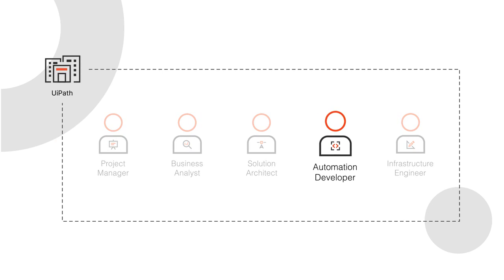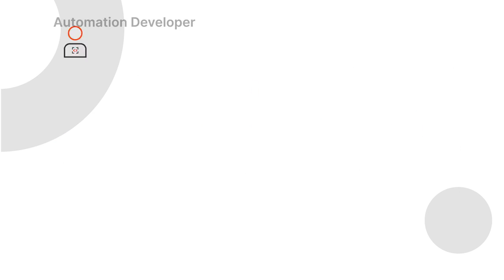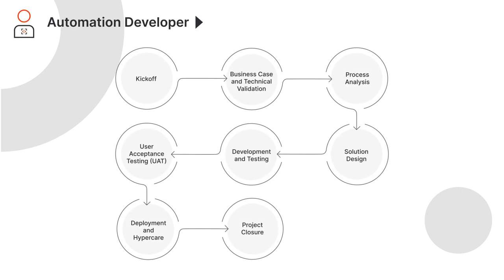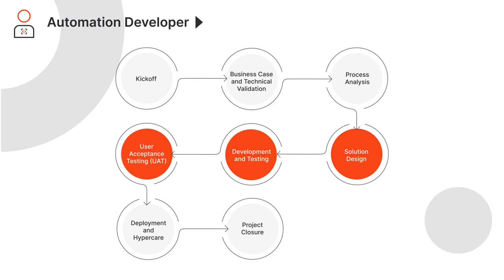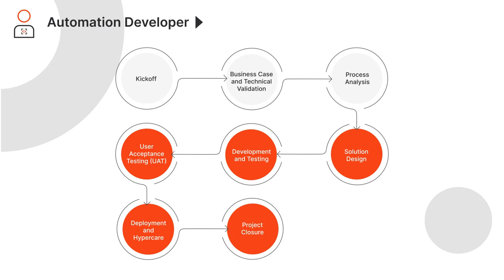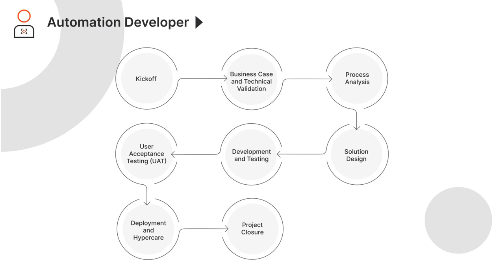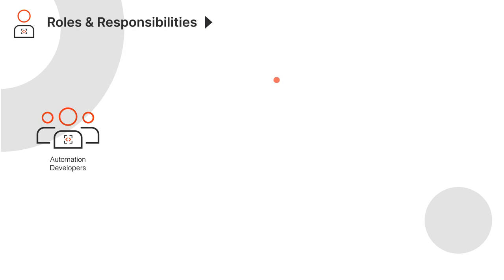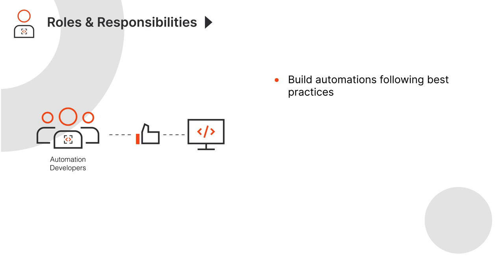We now come to the automation developer. During the implementation process, automation developers play a crucial role in solution design, development and testing, user acceptance testing, deployment and hypercare, and project closure. Automation developers are the key people in the development and testing and deployment and hypercare stages. Automation developers build automations following best practices and may follow code standards specific to business requirements.